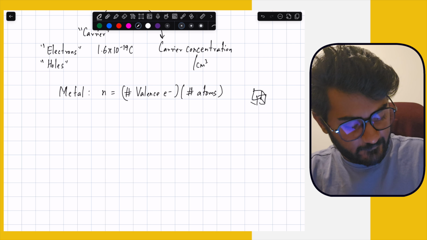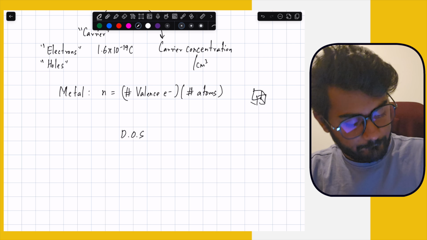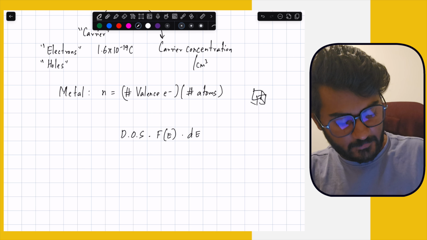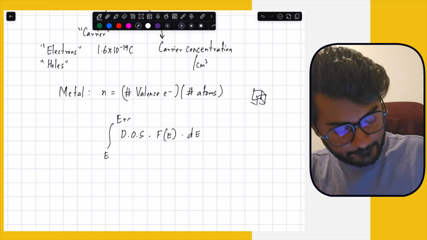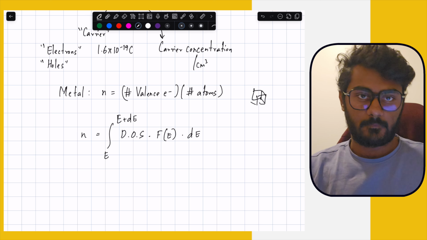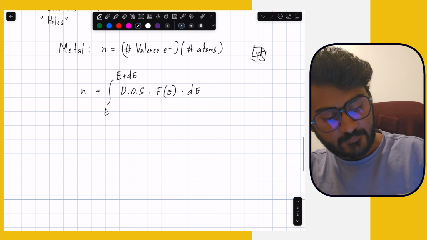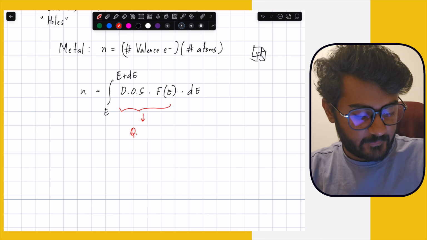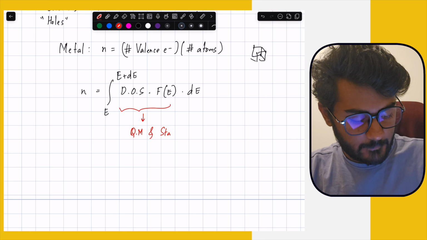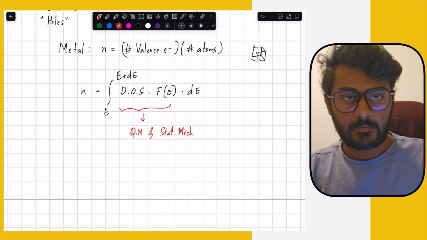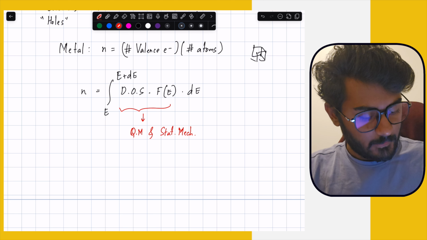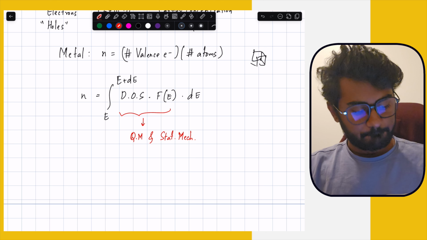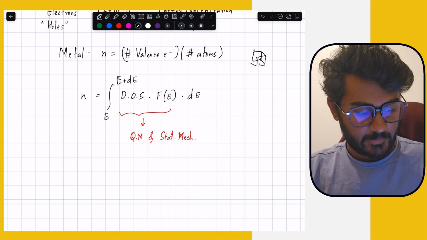So what we do is we find something called the density of states, and we multiply it with a Fermi function, and we integrate this expression for a given range of energies. This results in the carrier concentration. This density of states and Fermi function is arrived at from quantum mechanics and statistical mechanics. I won't go into much detail about this. I'll make a separate video where I explain each of these topics in more detail. So this is how we arrive at the carrier concentration.